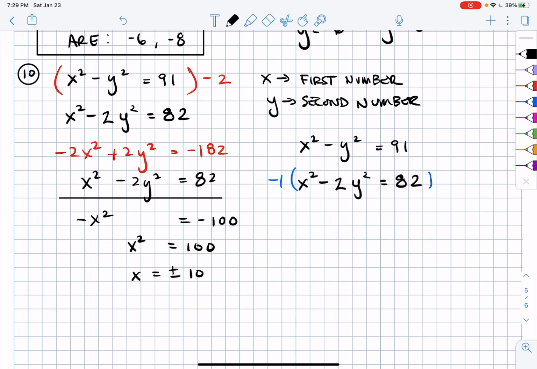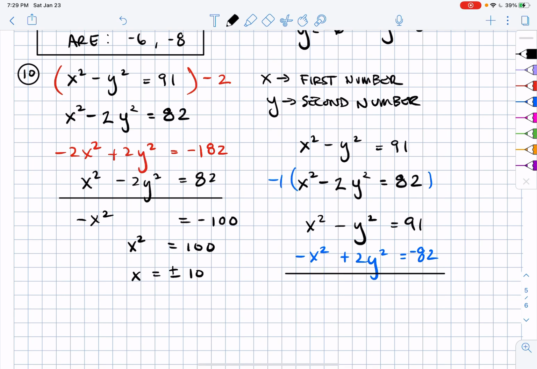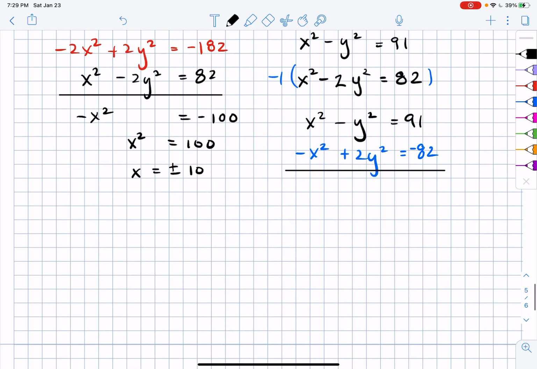So the top gives me x squared minus y squared is equal to 91. And the bottom is going to give me negative x squared plus 2y squared is going to equal negative 82. Beautiful. So what do I have? On the left side, the x squared goes away. I'm left with a y squared, and that's going to equal a positive 9. So y is going to equal plus or minus 3. Okay.